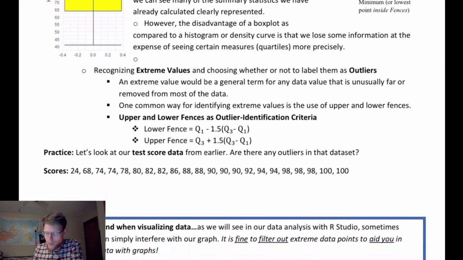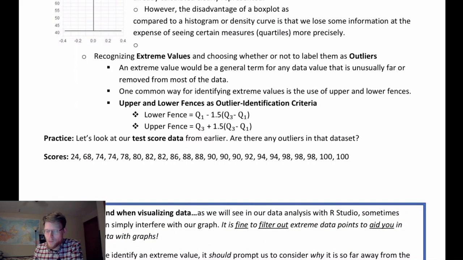So we're going to practice here with the test score data. And you might remember that the 5-number summary was 24, 80, let's see, I think it was 90? I'm going to have to do this all over again. I think it was 89. And then 94. I think that's how it worked. Okay, so here's our 5-number summary of the test score data.